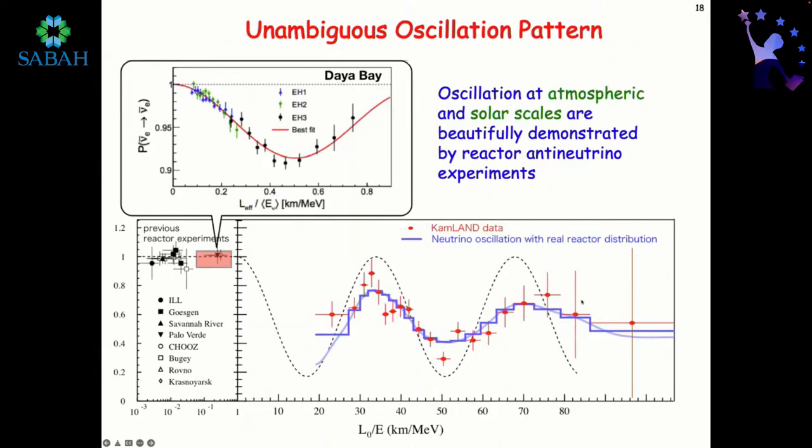Now, the most telling story is really this graph. In Daya Bay, we look at the data in a slightly different way: now the x-axis is the distance divided by the energy of the antineutrino. You can see we observe the entire oscillation pattern at 1.6 kilometers or so. This should be compared with the oscillation pattern obtained by Kamioka at a much farther distance. So you can see the nuclear reactor really is a wonderful tool that allows us to study neutrino oscillation.